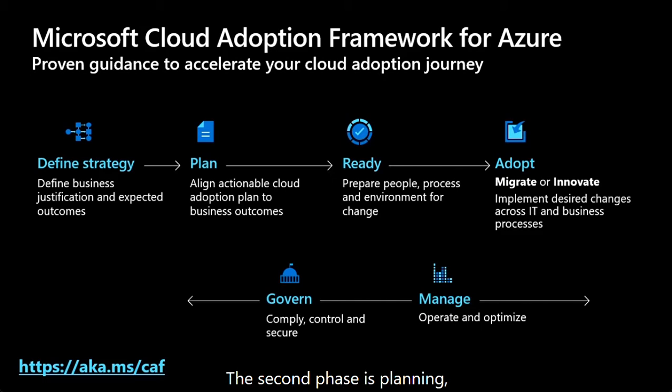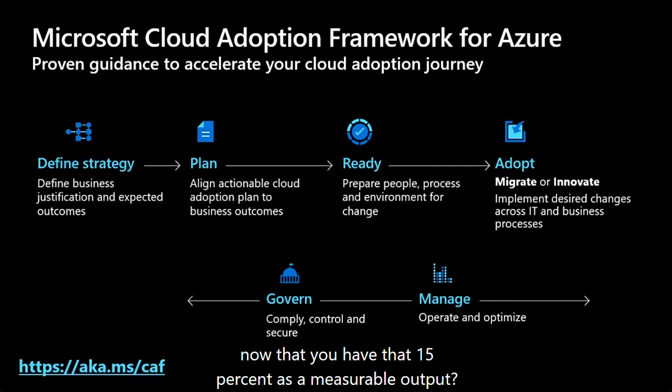The second phase is planning. This means aligning actionable cloud adoption plans to your business outcomes. Easier said than done when you define your business outcomes. Say, for example, you want to increase your profitability by, for example, 15 points in the next 3 years. How do you then align the way you adopt your cloud against 15%? Now that you have that 15% as a measurable output.